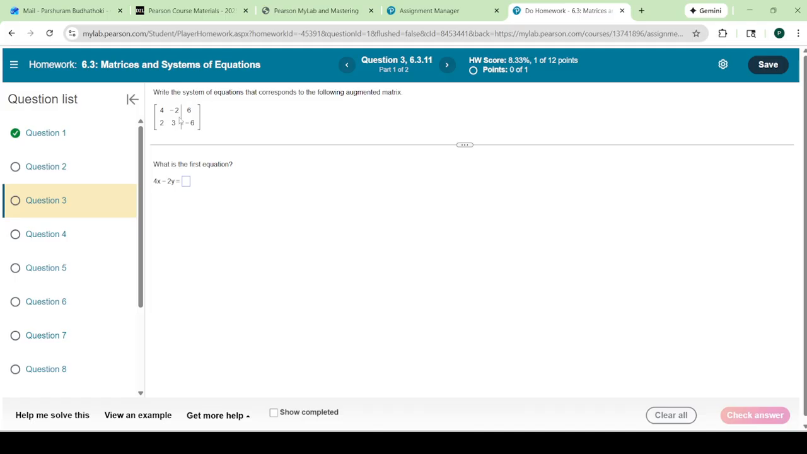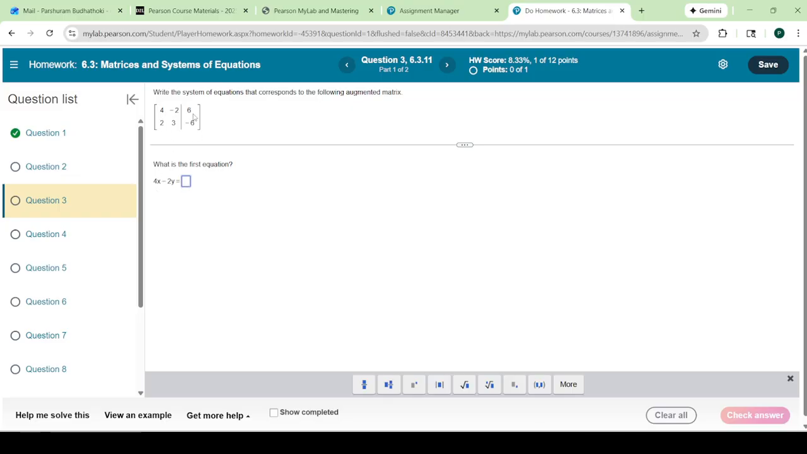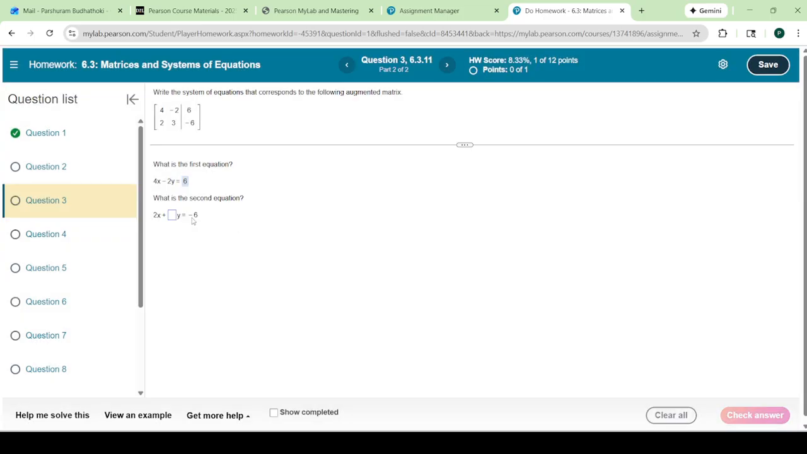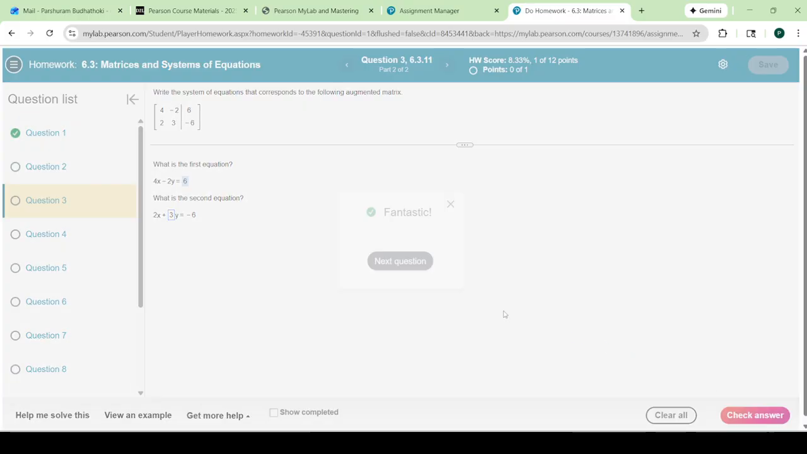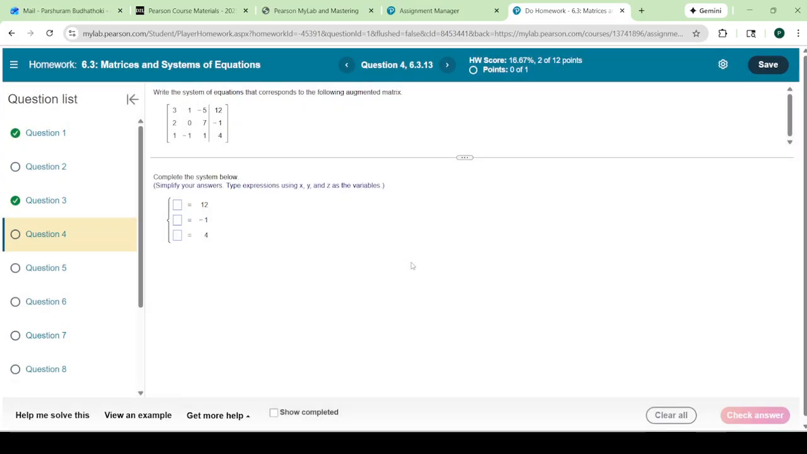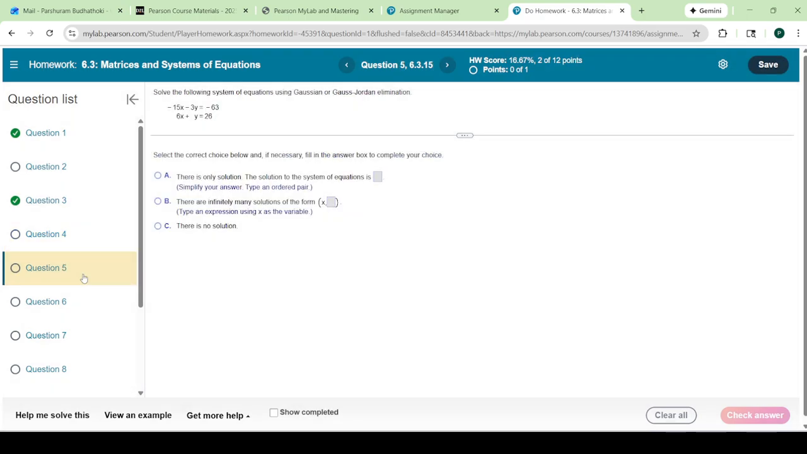So from the augmented matrix, we would like to write down the equations. So 4x minus 2y equals 6. That is the other side of the equation. Similarly, 2x plus 3y is equal to -6. That's coming from the second row. We can write down the equations, no problem.